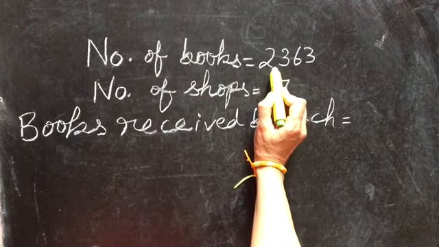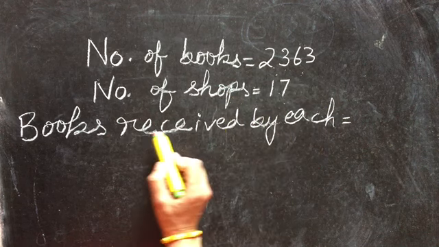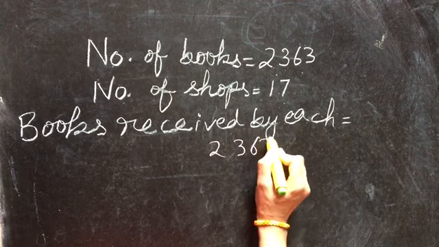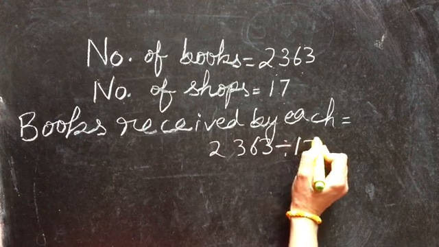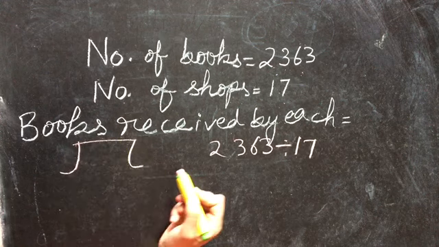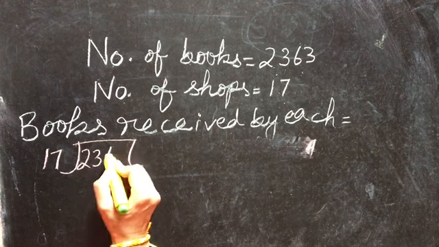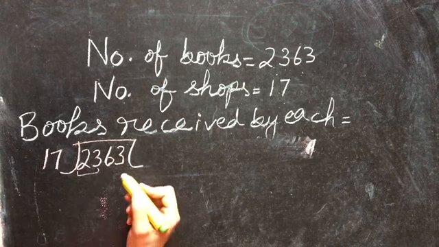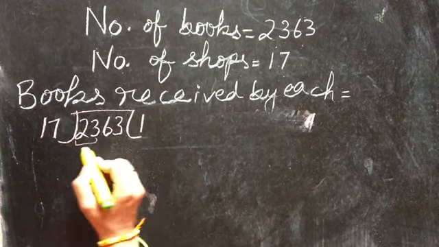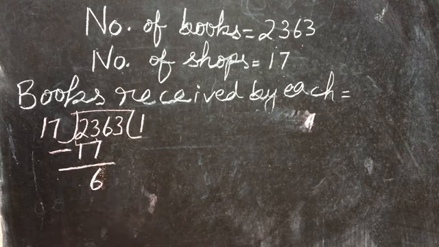The number of books are 2,363. Number of shops 17. Books received by each shop will be 2363 divided by 17, fine. Let us start the division. 17 and here it is 2, 3, 6 and 3. So first we will have to find out a number which is either equal to or less than this. So it is 1 seventeen is 17, minus 13 minus 7 is 6, fine.